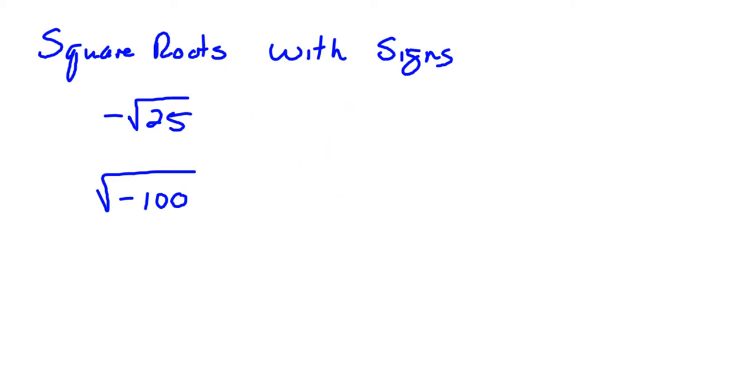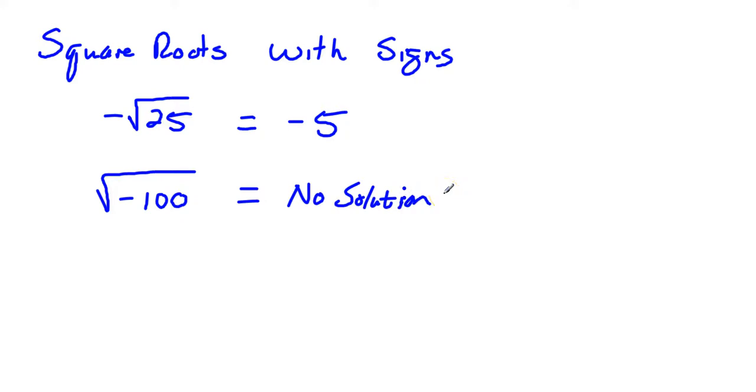Okay, so with the negative on the outside, we're doing square roots with signs where we've got the negative. If the negative is on the outside, it doesn't impact it at all. You just do square root of 25, which is 5, and the negative's in front. No big deal. But if the negative is on the inside, that's where you can just go ahead and say that's no solution.